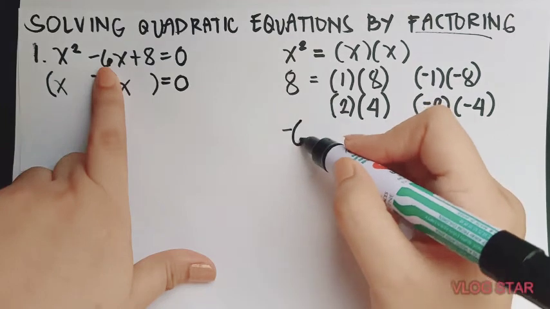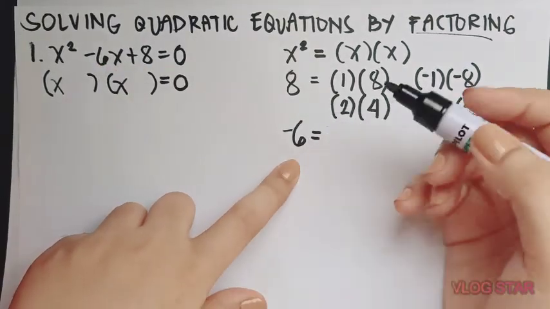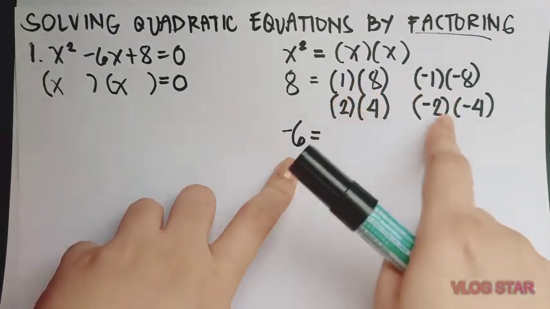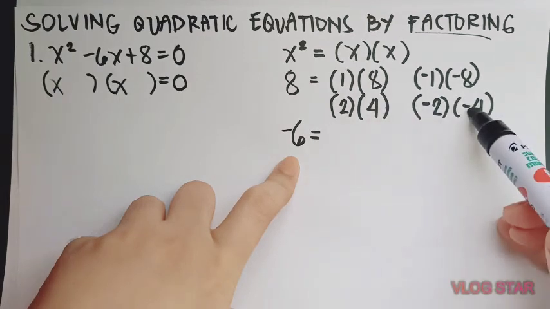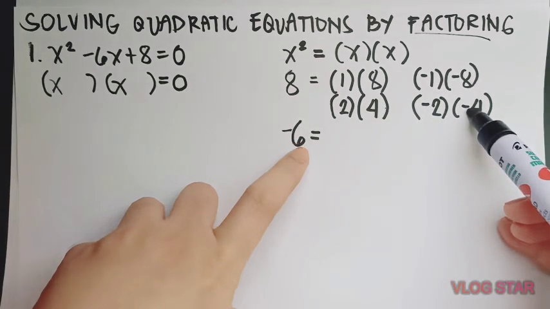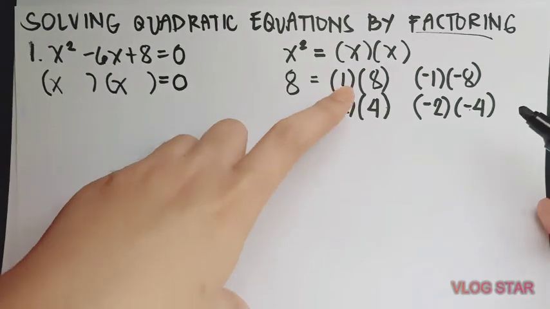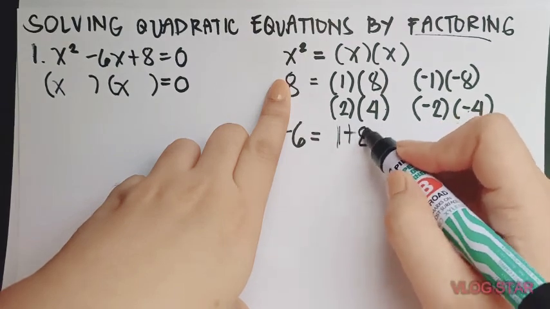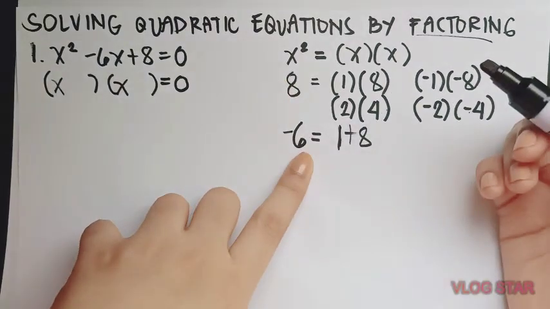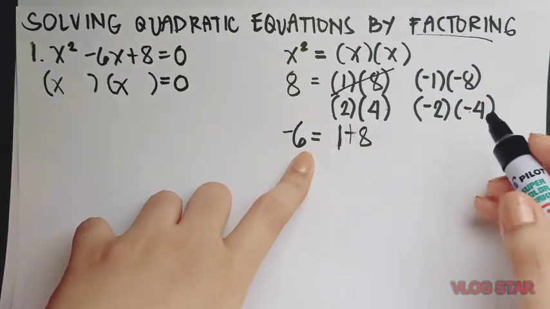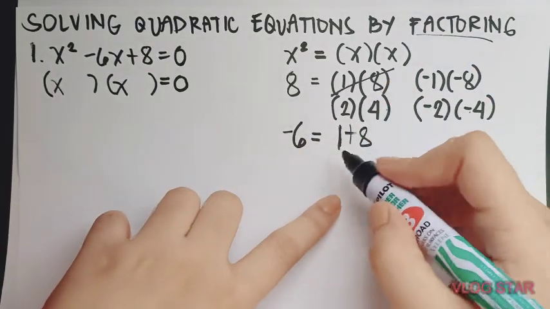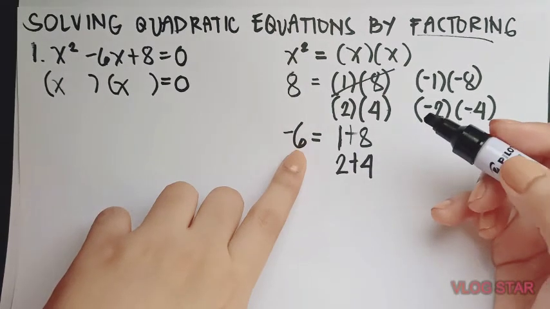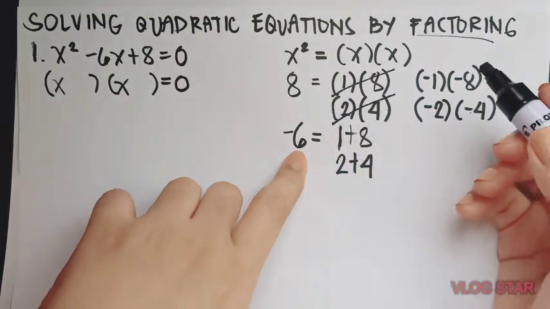b in this equation is negative 6. Okay, so what are we going to do? Look back at the factors of 8. Which among these factors of 8 will give us negative 6 when we add them? Let's have the first factors. If we add 1 and 8, will it give us negative 6? No, because it's equal to 9. What about 2 and 4? Is 2 plus 4 equal to negative 6? No, because this is equal to positive 6.